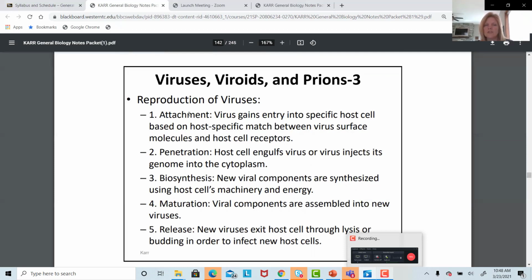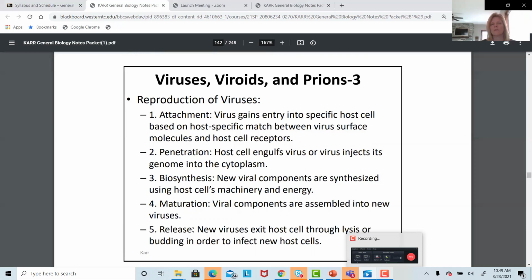So first they have to attach, then they have to penetrate, and then that virus, that DNA, will take over the machinery of the host cell, incorporate itself into the host cell's DNA, and then it will mature. By maturation, it will assemble new viruses inside of that host cell, and that will kill the host cell eventually. And then as that host cell breaks down, those new viruses that were created are released into the environment.